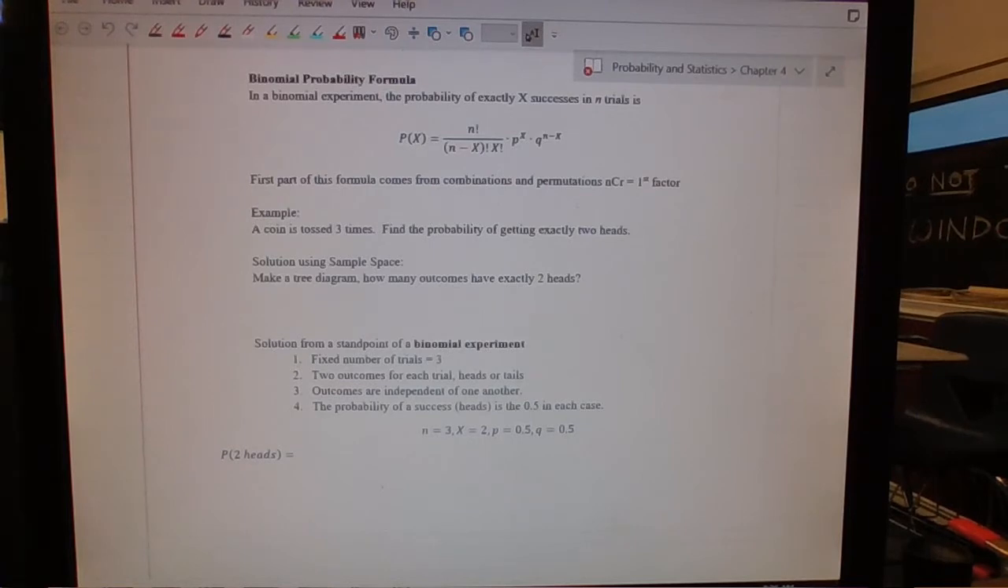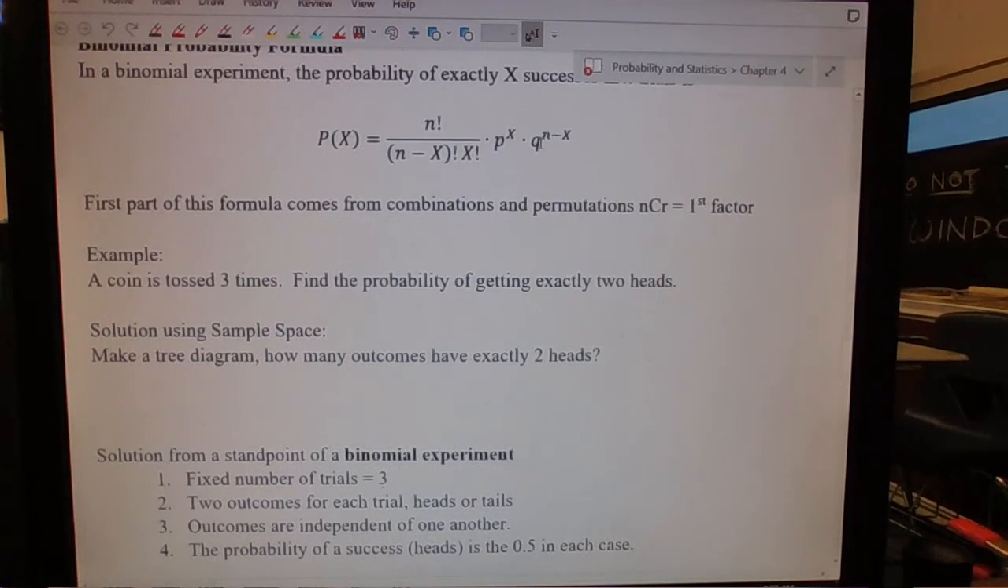Now we actually want to find probabilities. So we can use the binomial distribution to find probabilities, and we're going to use this formula here. It says in a binomial experiment, the probability of exactly X successes in N trials is this somewhat nasty looking formula.